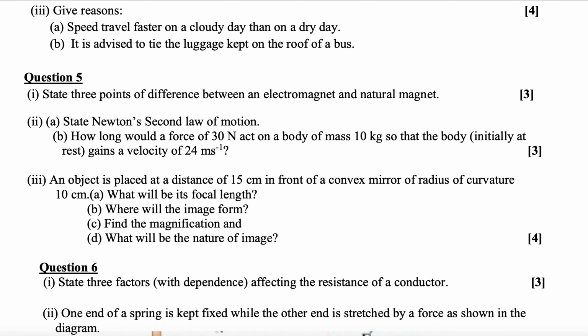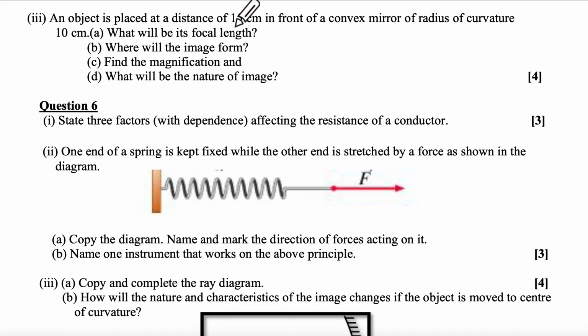Was that good? Yes, ma'am. Let us come to the next one. An object at a distance of 15 centimeter in front of a convex mirror of radius of curvature. Come on, tell me the formula. 1 upon F is equal to 1 upon V plus 1 upon U. Very good.